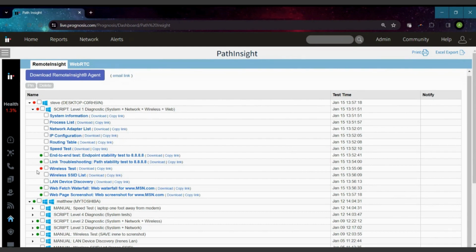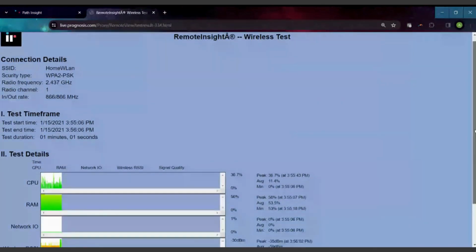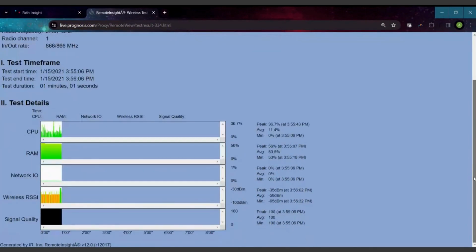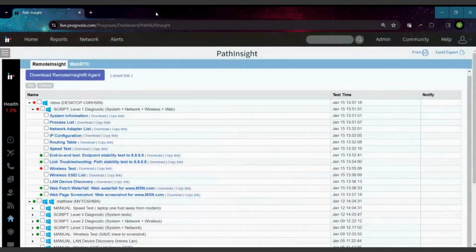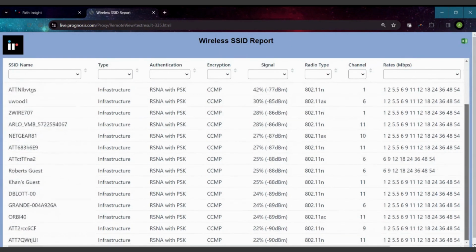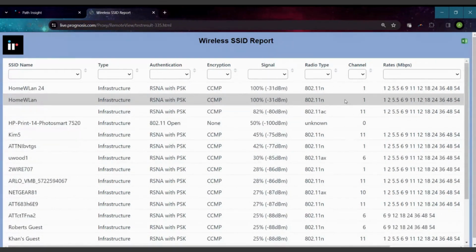So what they did was they actually deployed RemoteInsight and they ran some tests. And what they noticed was that they were having some issues in terms of Wi-Fi signal strength, right, and actual network performance as well. So they ran some tests on that, and they were troubleshooting on what's actually going on here. What they found was when they ran a wireless SSID test for that branch office, they noticed the other businesses in the building were using similar Wi-Fi channels, right? In this case, I have a lot of channel 11s, for example. They had a similar sort of situation in this financial firm.